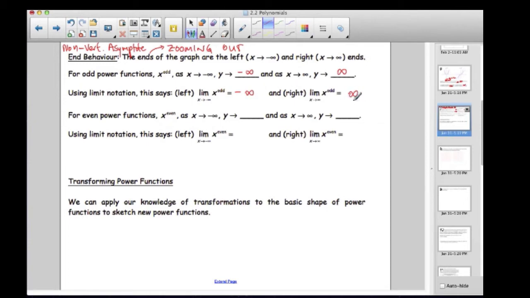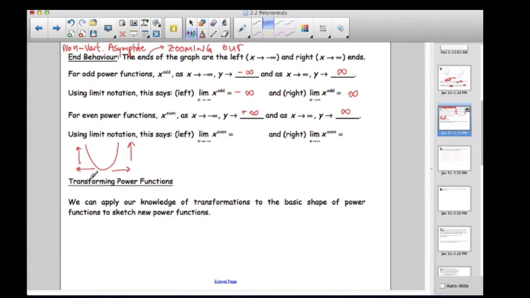For even power functions, as x approaches negative infinity, just picture a parabola. As x approaches negative infinity, y approaches positive infinity. And as x approaches positive infinity, y also approaches positive infinity, from the even symmetry of these functions.